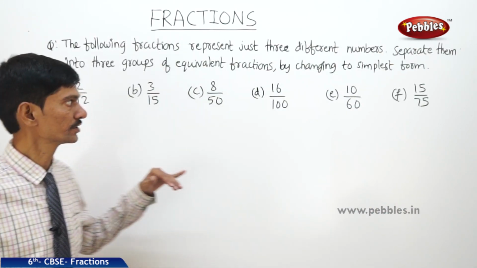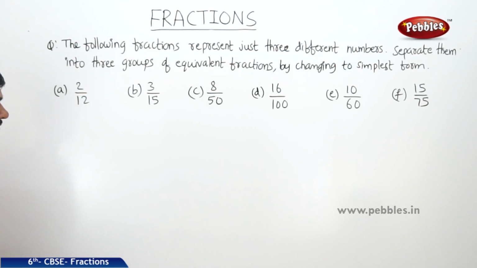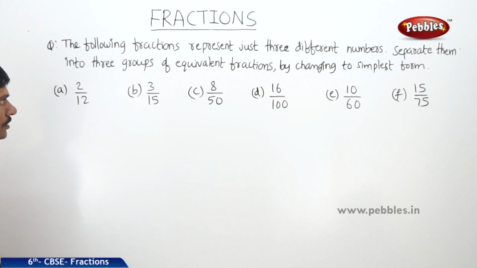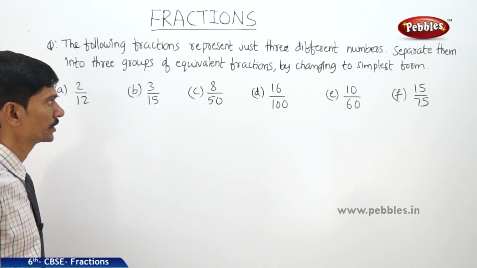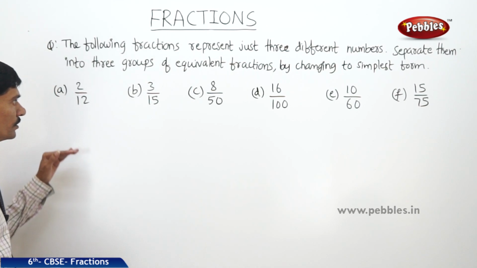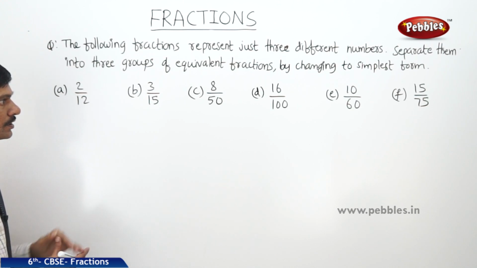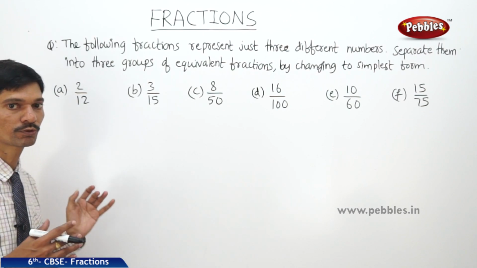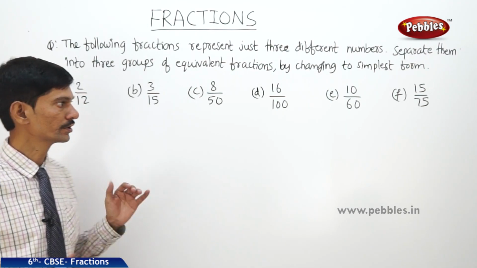Now let's solve the next question. The following fractions represent just 3 different numbers. Separate them into 3 groups of equivalent fractions by changing to the simplest form. Now all the different fractions represent only 3 different numbers. So by changing each one to its simplest form, we should separate them.